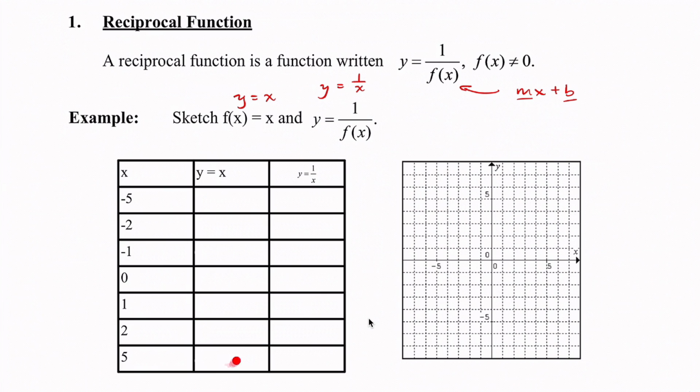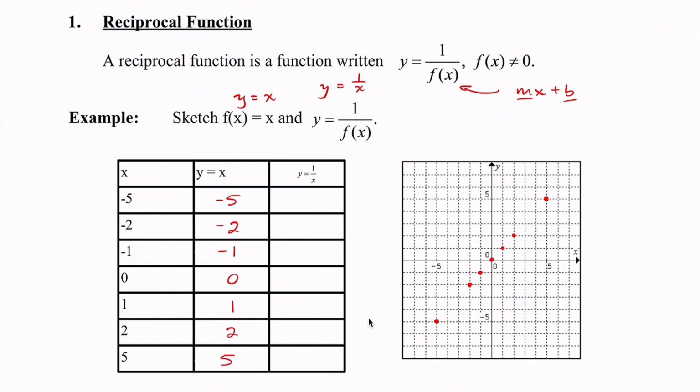So let's first find some points for y equals x. If y is equal to x, if x is -5, then y is also -5. If it's -2, then y is also -2. And you can see we're just going to keep getting these numbers all the way down. And then what we'll do is plot some of these points. So -5 and -5, that would be right here. -2 and -2, that would be right here. And then I'm just going to continue to plot the rest of my points.